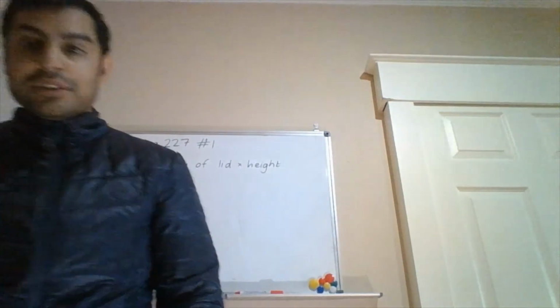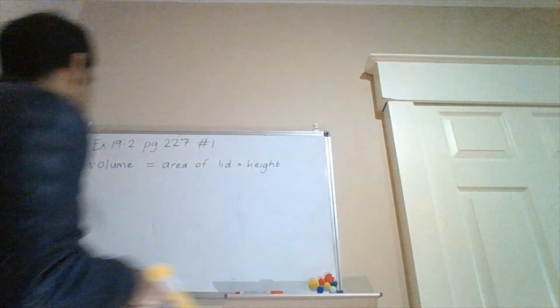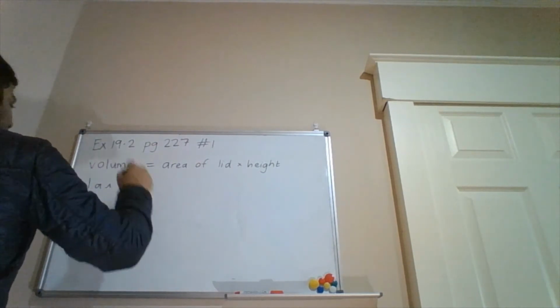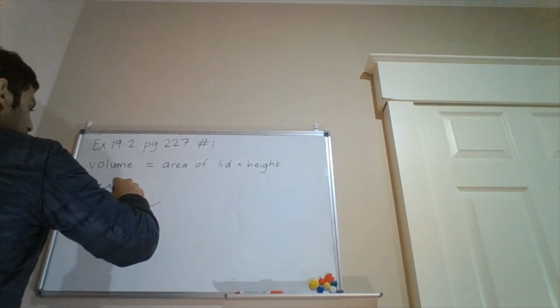The examples I've chosen are from exercise 19.2. You'll find this on page 227 of the textbook. We're just going to look at question 1. If you turn to that page, you'll see we've got a whole bunch of shapes. We've got a cylinder, a cube, a box, and a prism. Let's start off with the cylinder. Let's go in order. So for 1A, number 1, I'll redraw this.